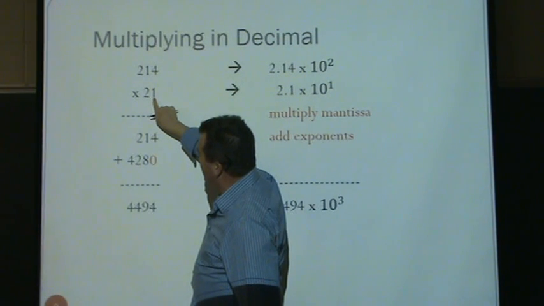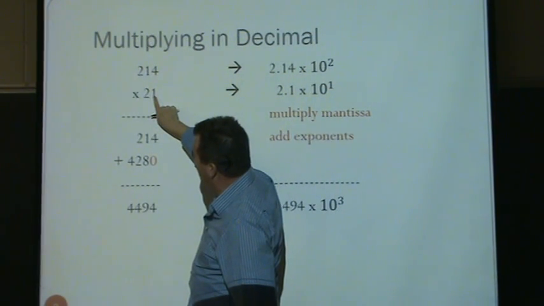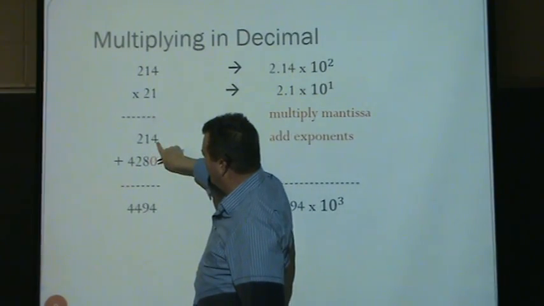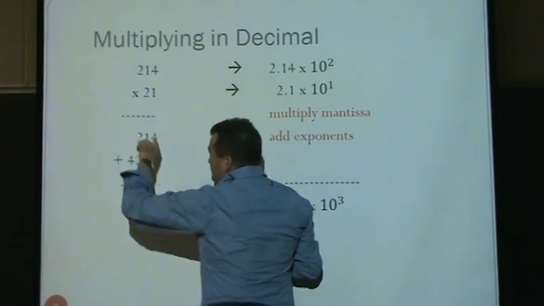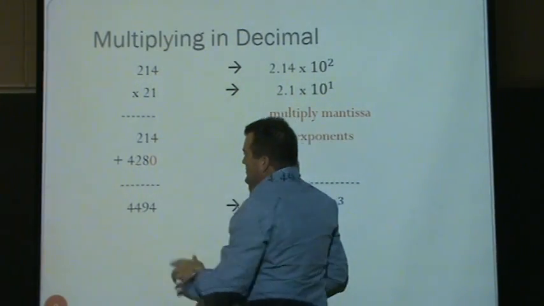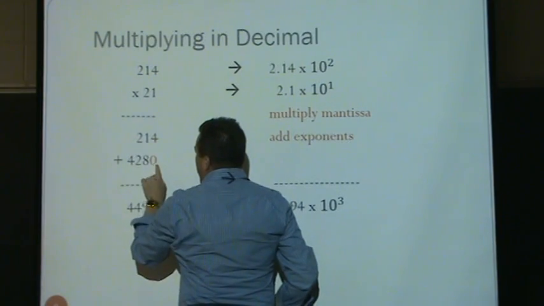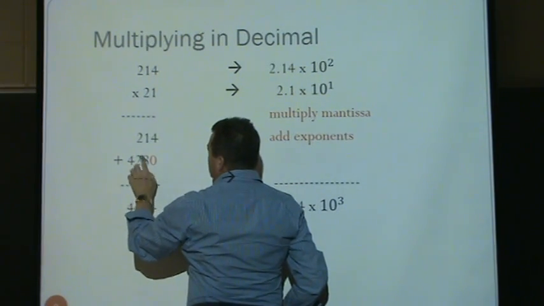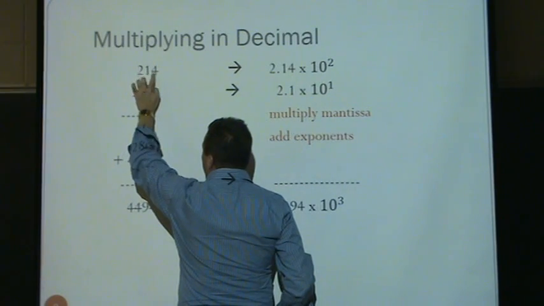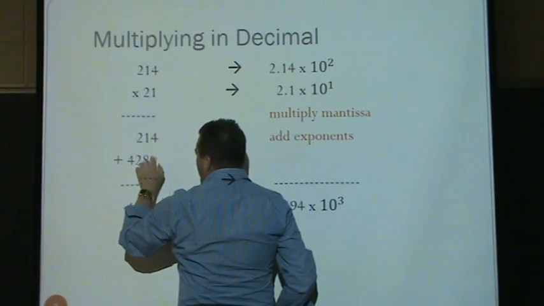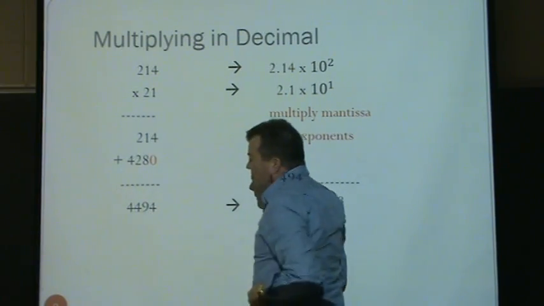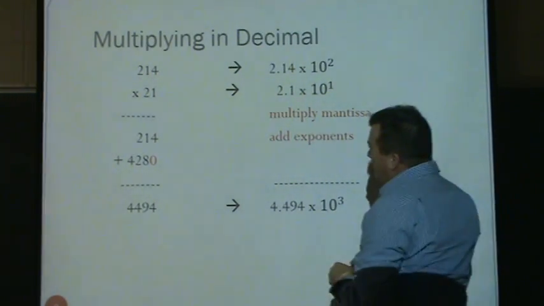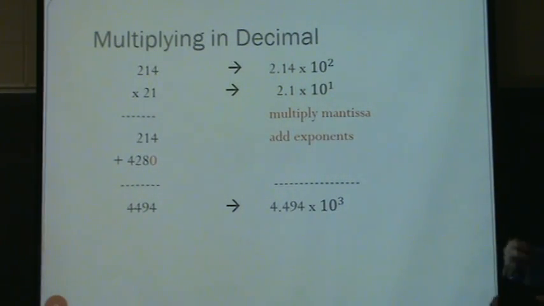So we would take this number and say, okay, the lowest column is a 1, so we'd multiply 1 times the entire top number, and we'd write 214. 1 times 214 is 214. Then we slide over a column because this 2 is really a 20, so really we're going to multiply this number by 20. So we put a 0 here, and 2 times 214 is 428 with a 0 added. And then we're going to add this number to this number and make a total out of it. So the total will be 4,494, right?